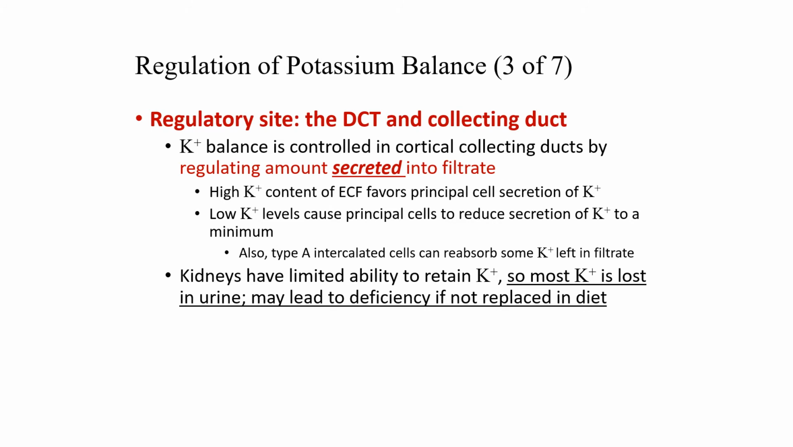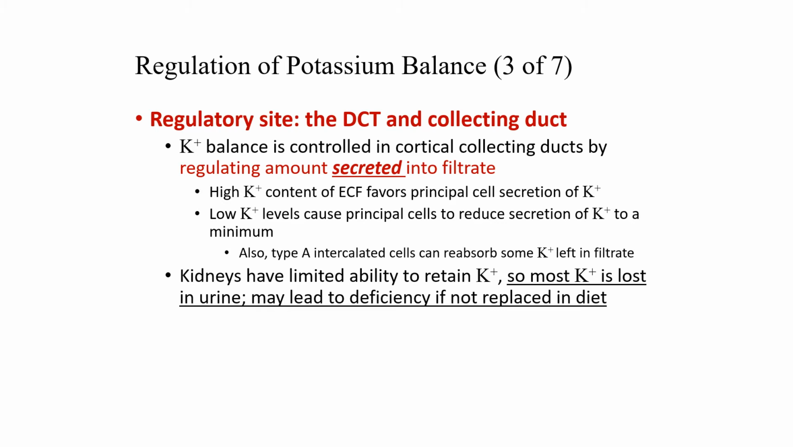Mainly in the distal convoluted tubule and the collecting duct. So this is going to regulate the amount of potassium that is secreted, got it? Secreted into the filtrate. If ECF has a high level of potassium, then the principal cells are going to secrete potassium. If there are low levels of potassium, then the principal cells are going to reduce secretion. So this means that potassium is left in the filtrate. So the kidneys have an ability to retain potassium.